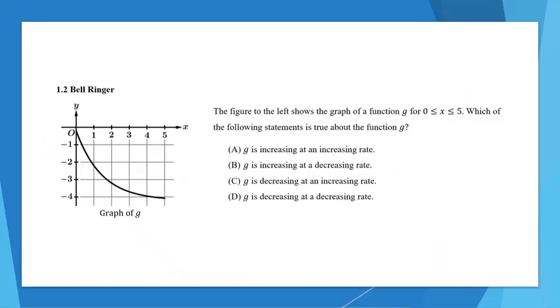All right, so let's start off with the bell ringer for today. Pause the video now if you haven't done the bell ringer yet, because I am about to go over the answer. Here we want to see which of the following statements is true about the function g, which is to our left. The first part of all four answer choices is talking about whether the function is increasing or decreasing, meaning is it going up or going down. This function is clearly going down as we go to the right, so it is a decreasing function. So we can automatically eliminate A and B from our answer choices.